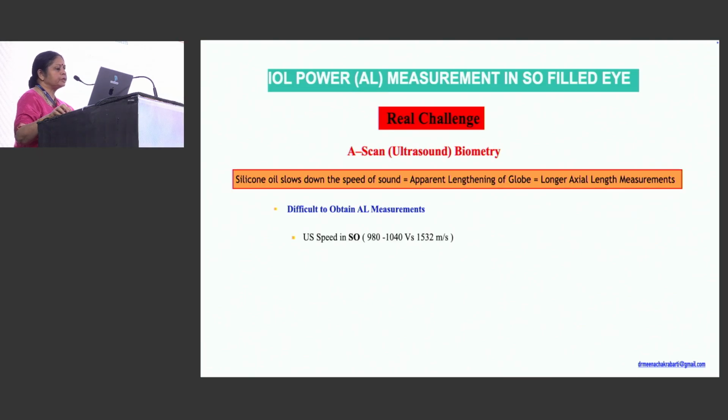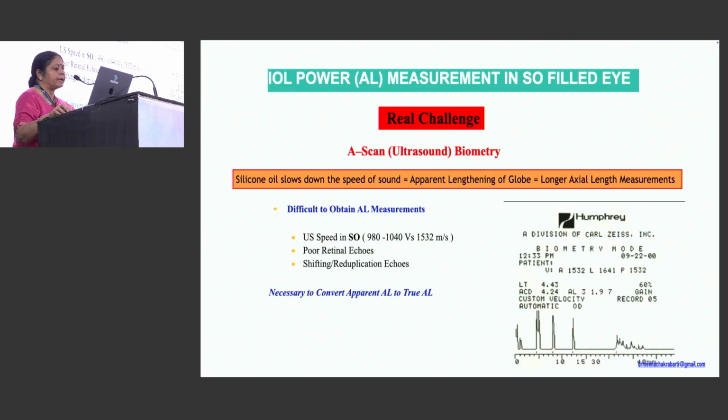So when there is silicone oil in the eye, it slows down the speed of the ultrasound and there is apparent lengthening of the globe and hence you erroneously measure a longer axial length. The speed of the ultrasound in silicone oil depends upon the viscosity of the silicone oil that you have implanted. When you are operating on a patient who has undergone surgery elsewhere, they usually do not specify the centistokes of silicone oil that has been used. But commonly in most of the centers, we use 1,000 centistokes silicone oil. And the ultrasound speed is around 980 meters per second compared to 1,532 meters per second in the normal vitreous. So there is that much slowing of ultrasound speed.